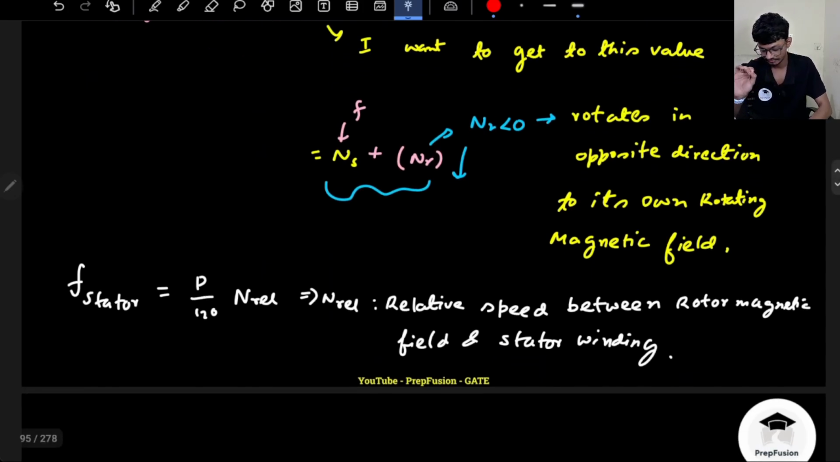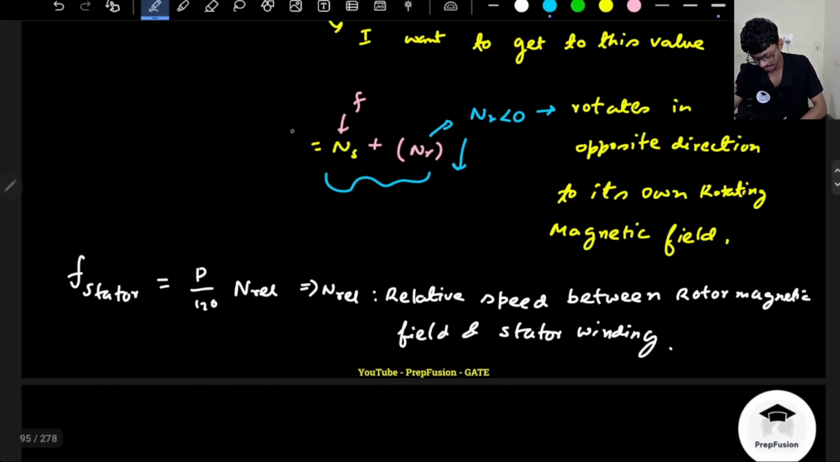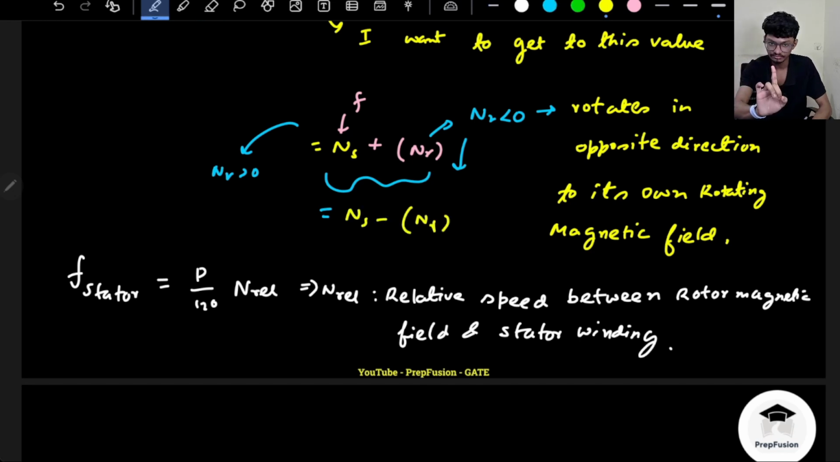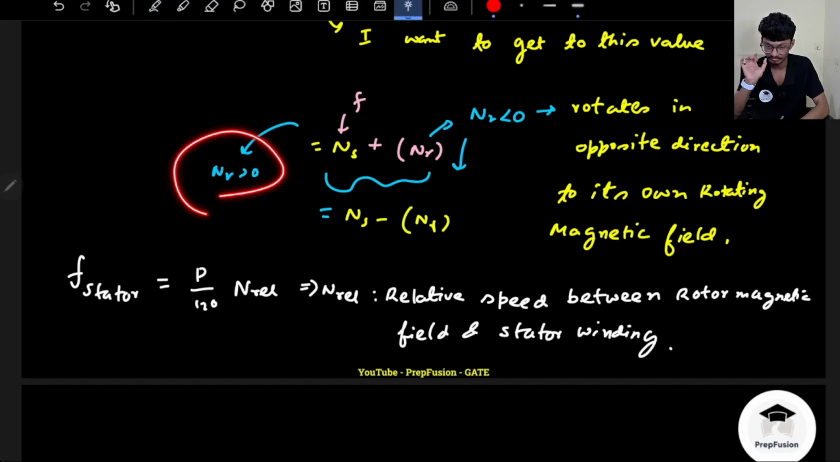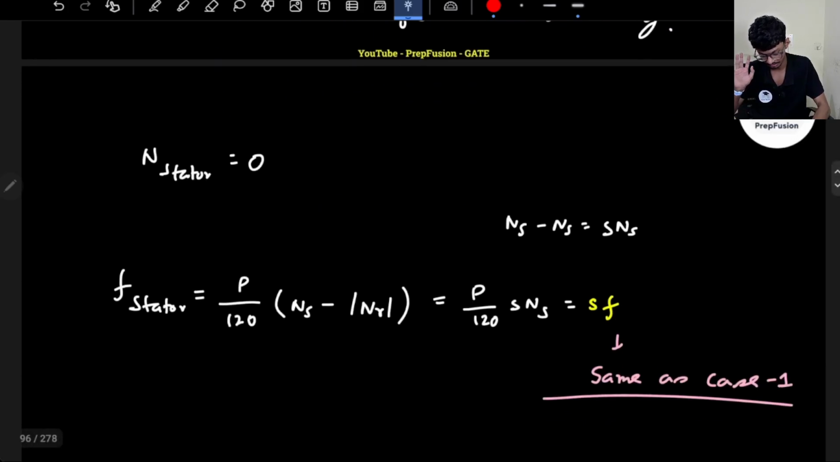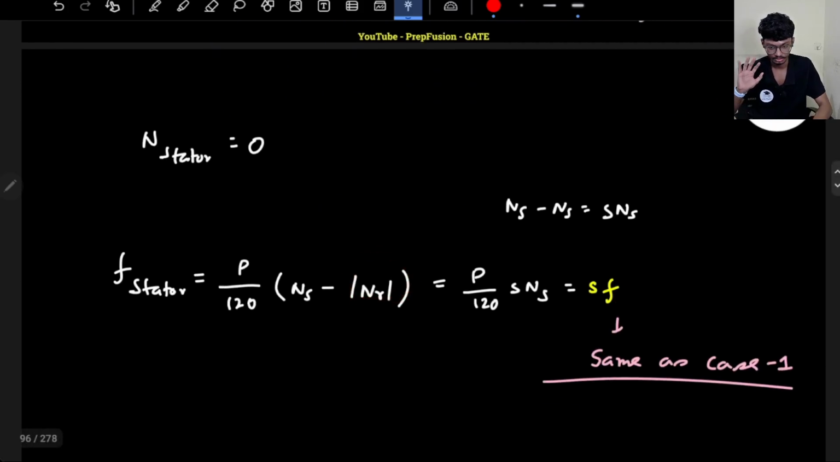If I want to say that nr is a positive number, how will I say it? How will I change this equation? I will just do ns minus nr. So that will make it positive, right? So this equation will be changed. Same thing I have done here, right? I have written the magnitude over here. So same thing I will do.